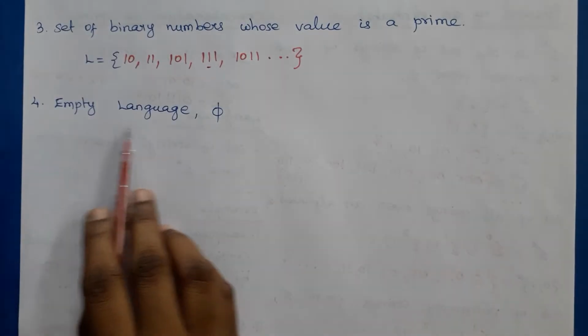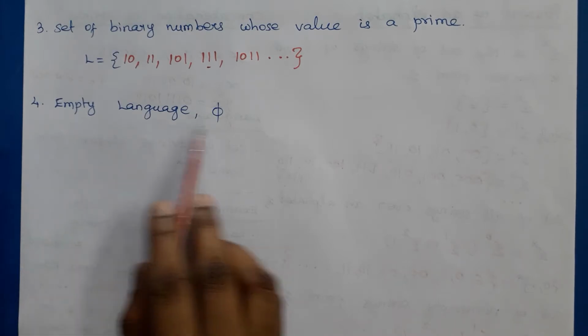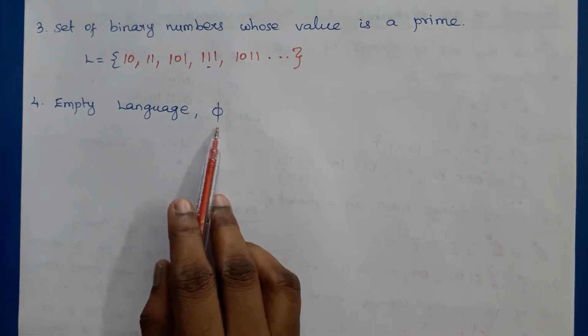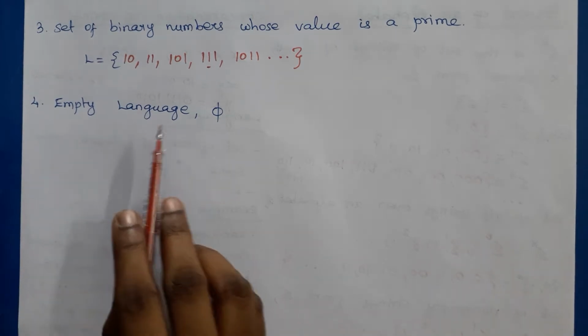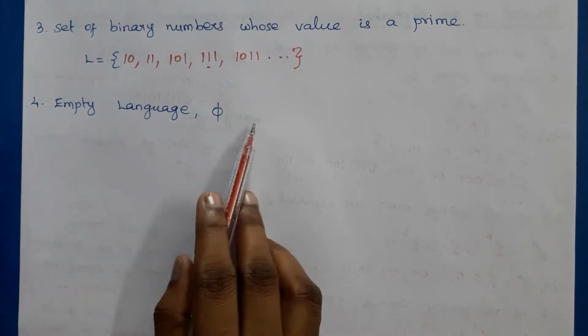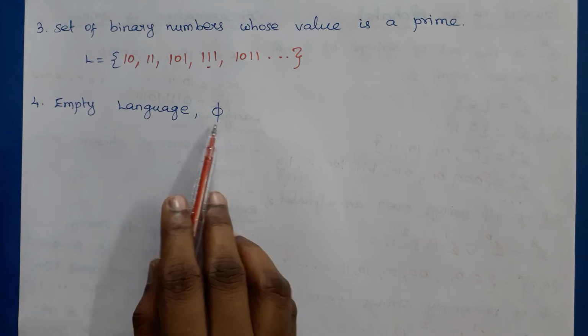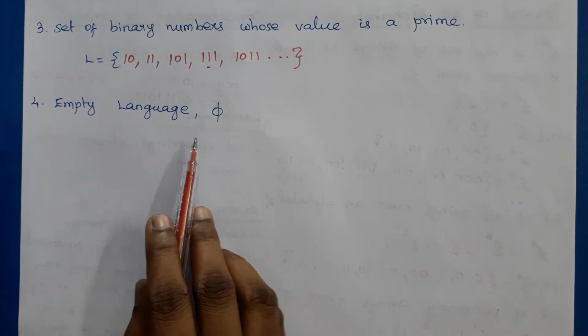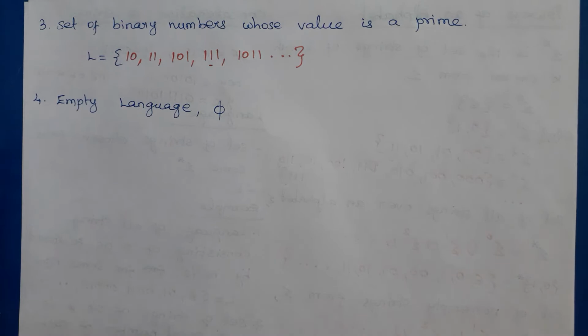Then the final one is the empty language. The empty language is normally represented by phi, and empty language means it is a language that has no strings. This language has no strings, so it is represented by phi. So these are all the basic definitions in automata theory. Thank you.